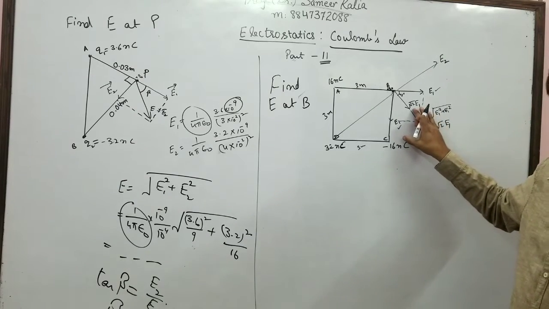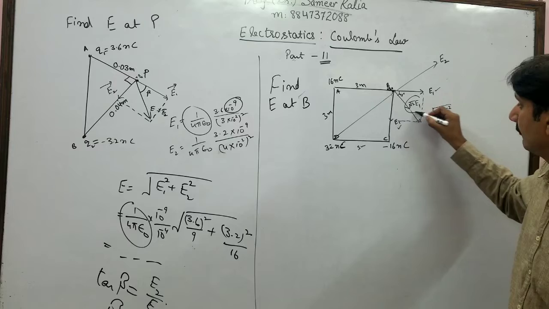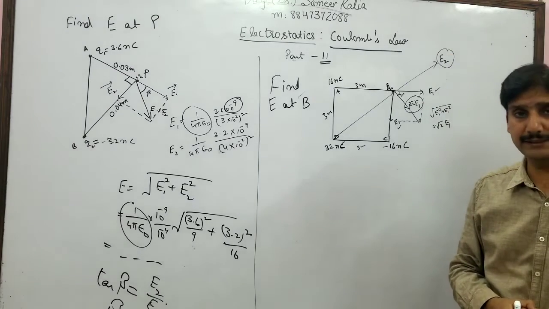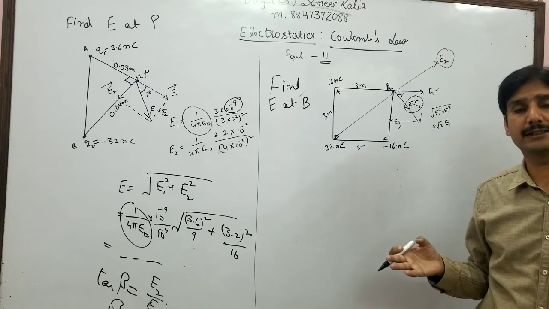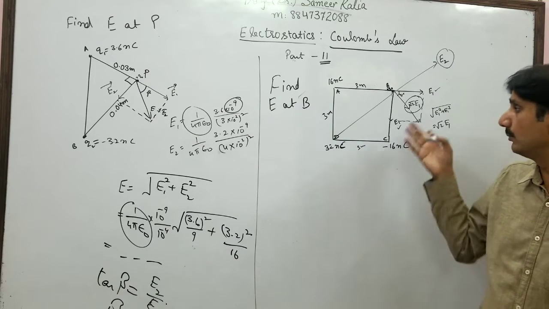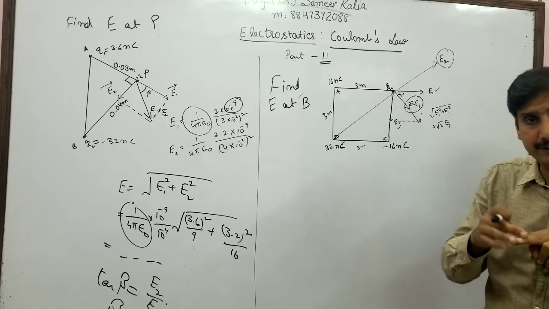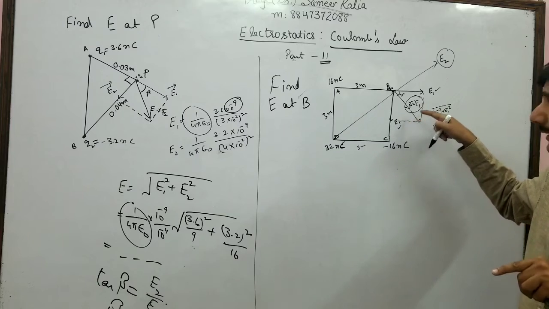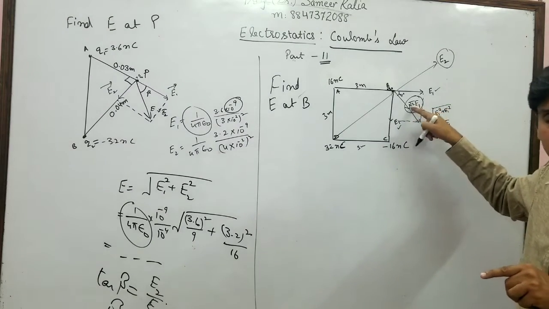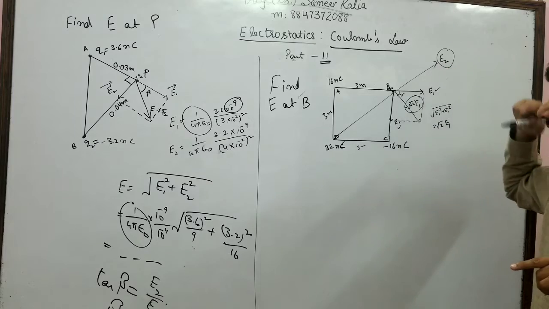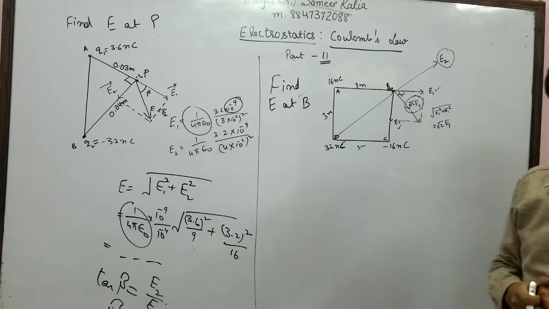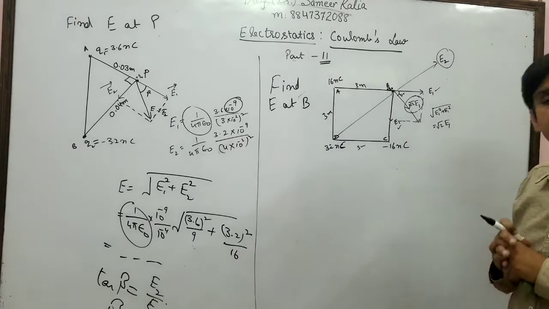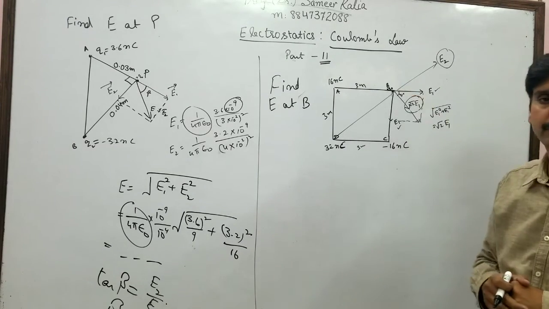Once I have calculated this, now I need to find out the resultant of root 2 E1 and E2, because there are 3 charges. To find out the vector sum of 3 vectors, what I have done is take the first 2, find out their vector sum, and now I will take that resultant's vector sum with the third vector. So root 2 E1 and E2 need to be again summed up vectorially to find out the resultant electric field at point B.